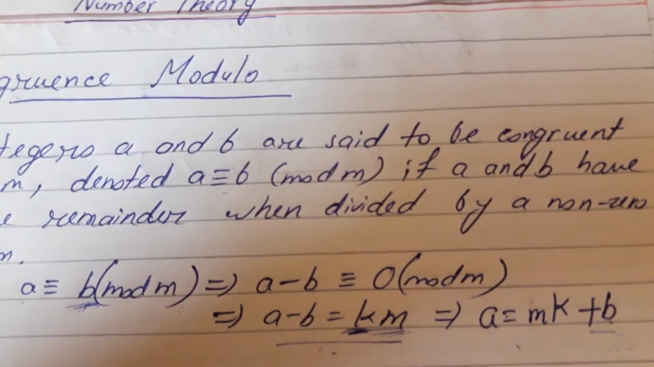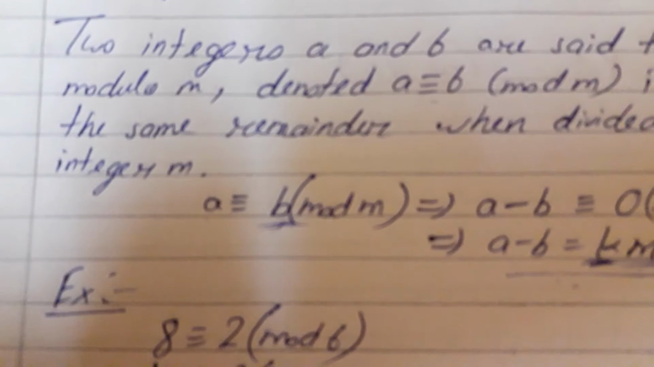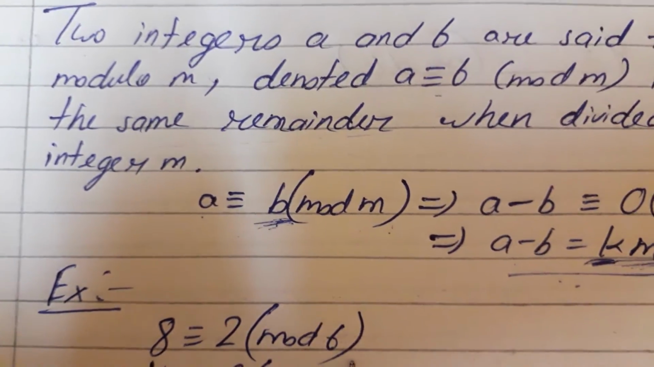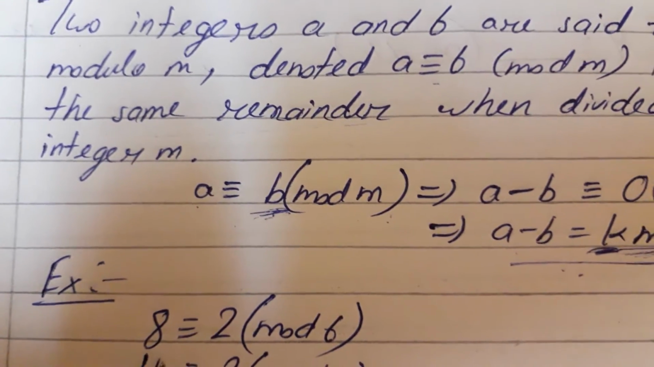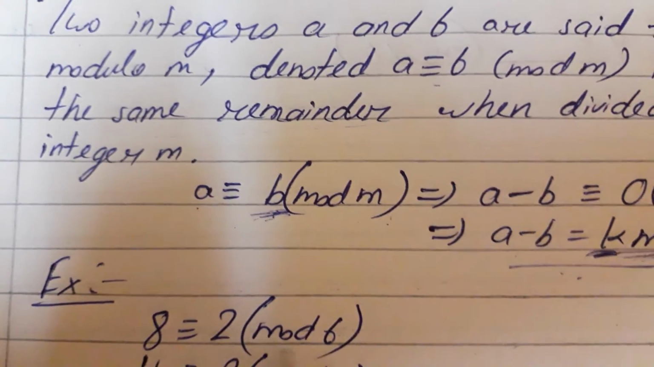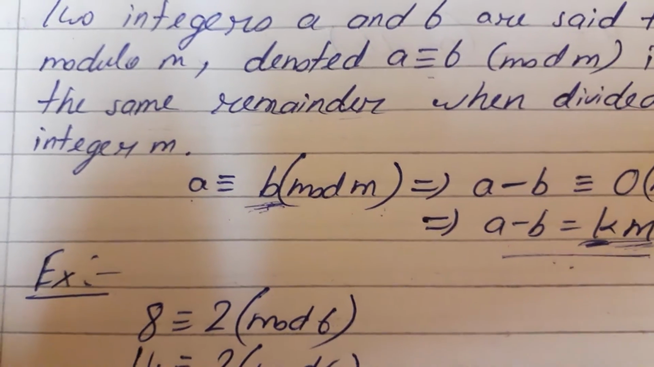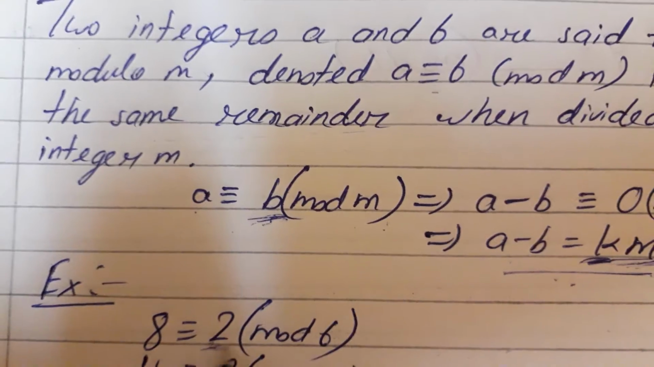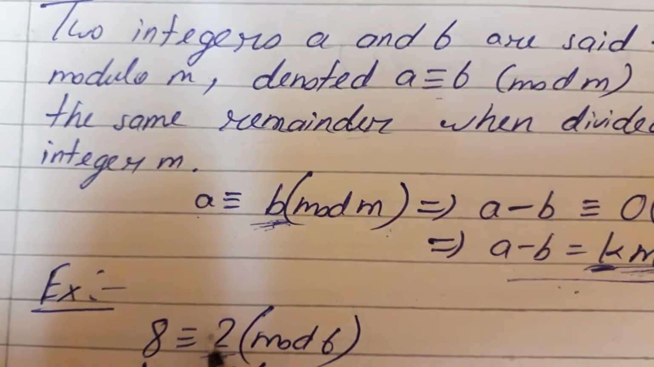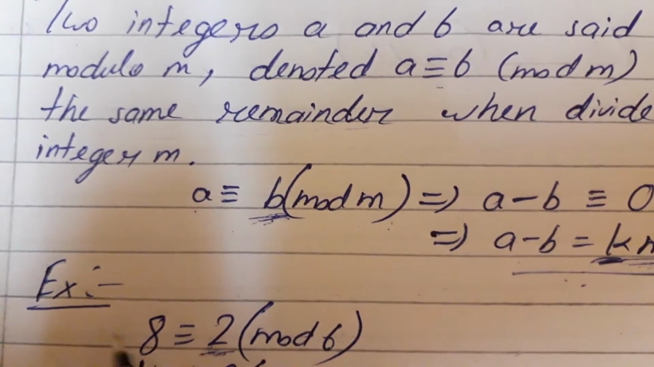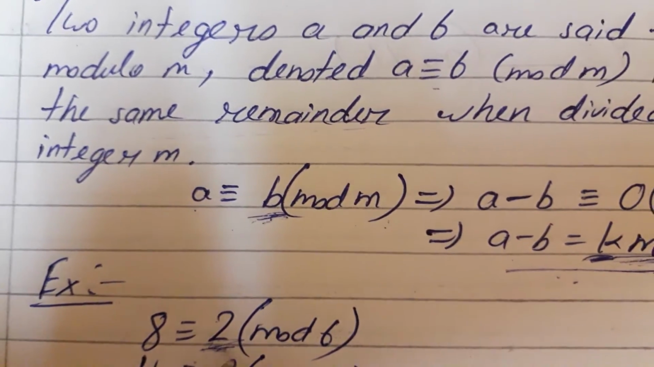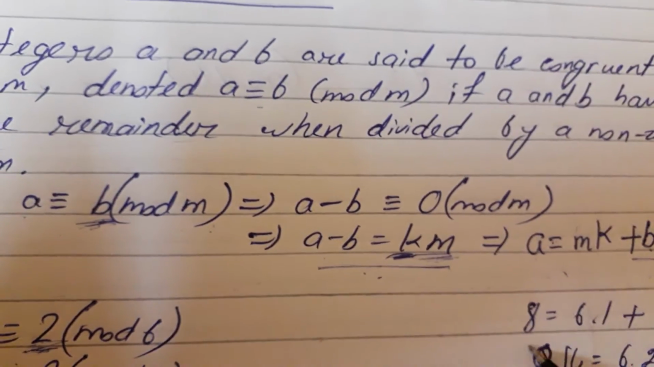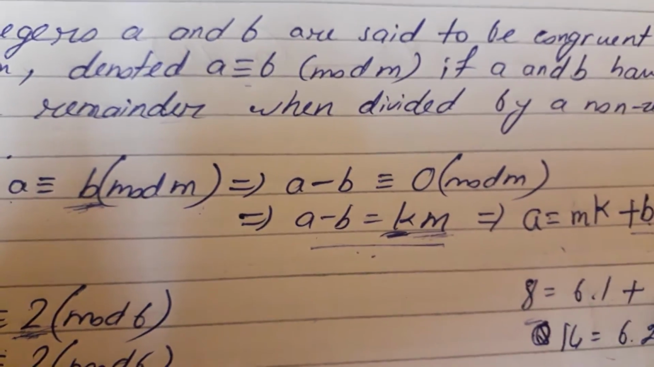Let's see some examples. The first example is 8 ≡ 2 (mod 6). When you divide 8 by 6, the remainder is 2, and when you divide 2 by 6, the remainder is also 2. So the remainder in this case is 2. This 2 is less than both the numbers, so 2 will be your remainder. And how can you get it?